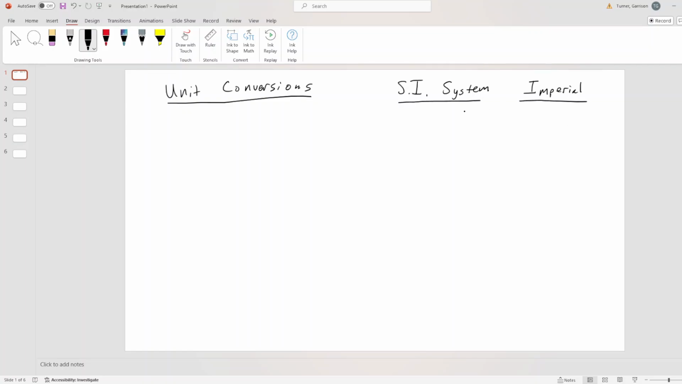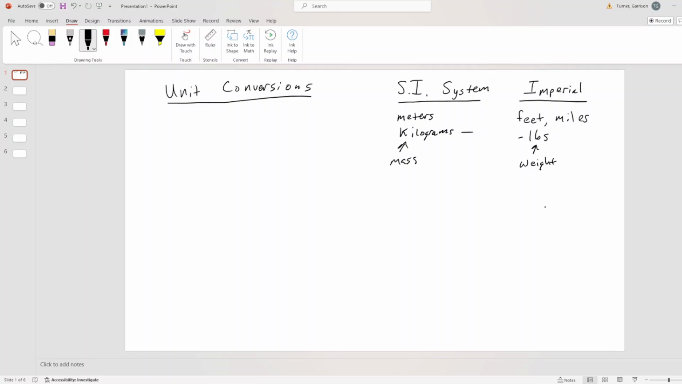And so typical things in the SI system are things like meters, kilograms, and things like that, whereas in the Imperial system, we will use either feet or miles most often. We will also use pounds. Now, this is a bit of a misnomer because kilograms and pounds do not mean the same thing. This is a unit of mass. This is a unit of weight.